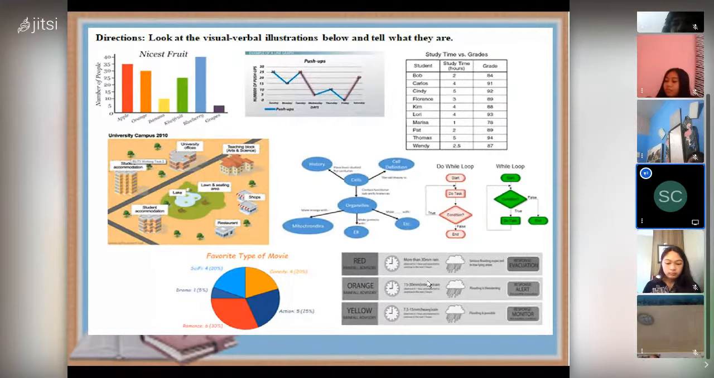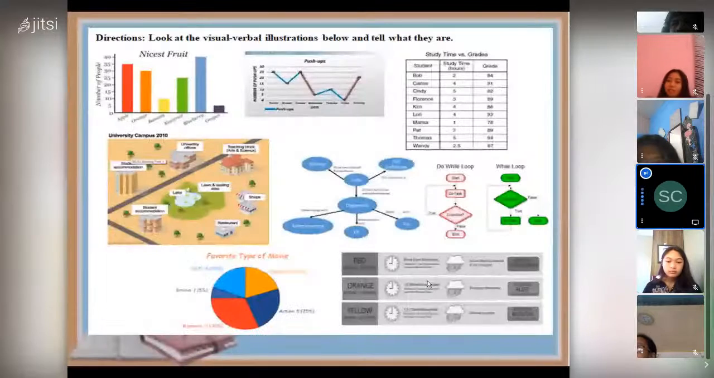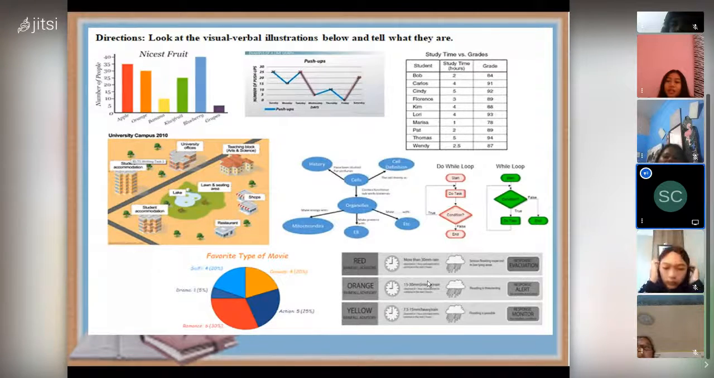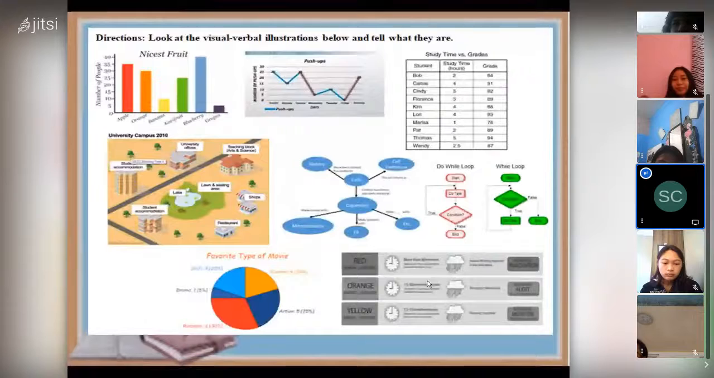So that's it. How about this one with a do while loop or while loop? What do you call that graph? Chart? Does it describe a flow? Yes. Flow chart. It describes a flow. So yes, it's a flow chart.